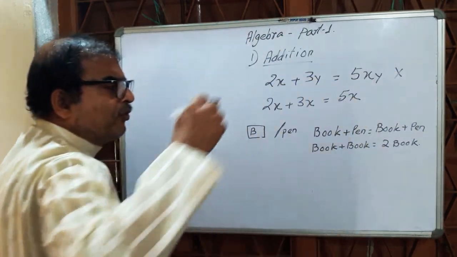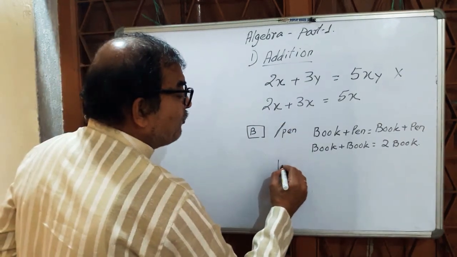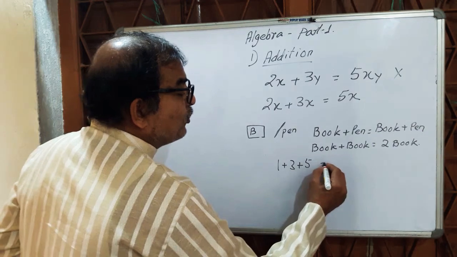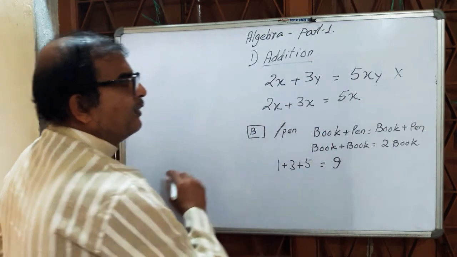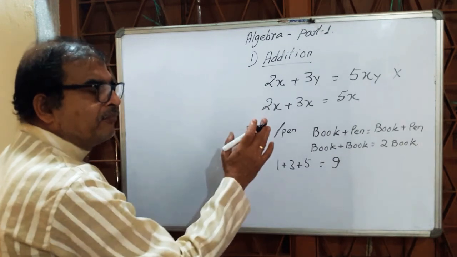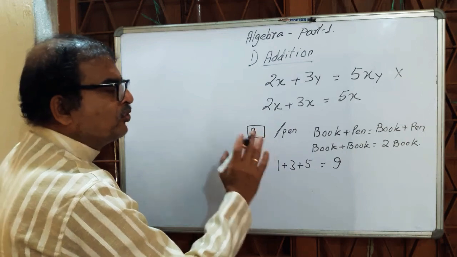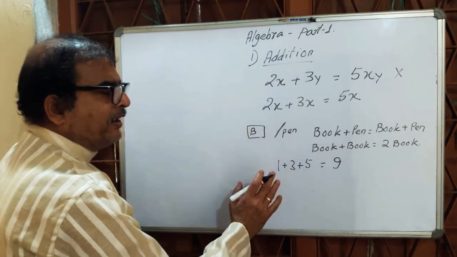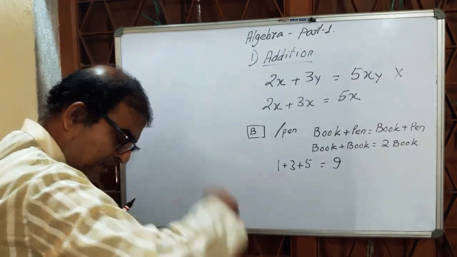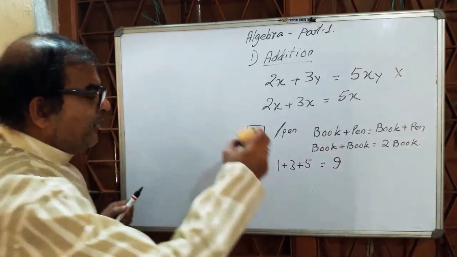Whatever it may be, 2, 3, 4, 5, in numerical values, suppose 1 plus 3 plus 5, these all are numerical values, so it is 9. First addition, then subtraction. In subtraction, like thing should be subtracted from like thing, not unlike thing. So first is addition, second is subtraction, third is multiplications.